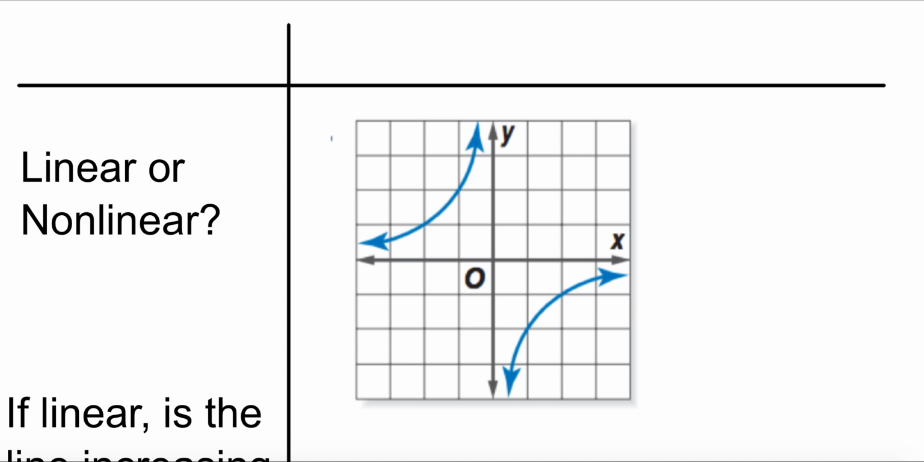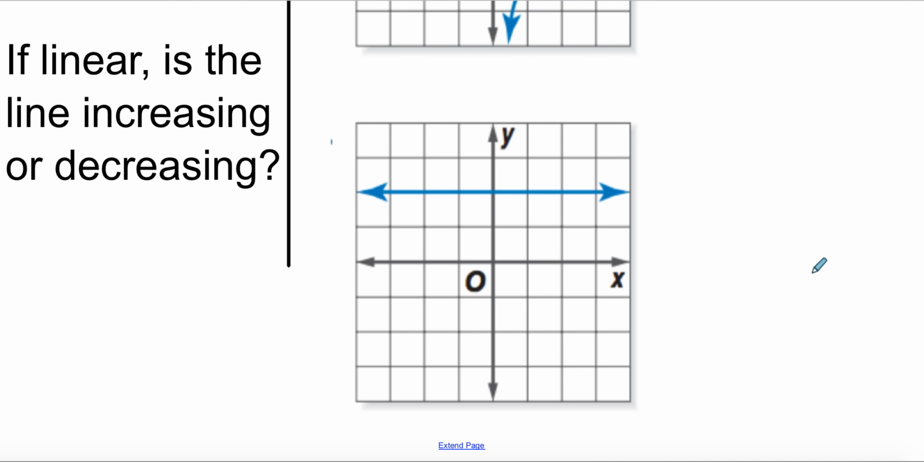Sometimes we can strictly tell just by looking at it. Is this linear or not? Is this a straight line? Well, hopefully you're able to tell me right away that this is not linear. No, this is not linear. Linear is a straight line. This would not have a constant rate of change. Is this one linear? Yes, it is. It does have a constant rate of change.